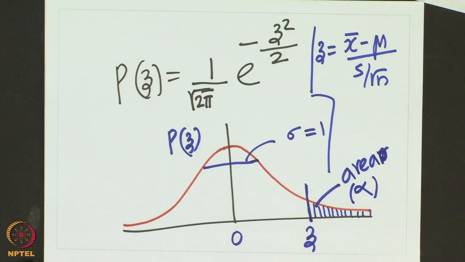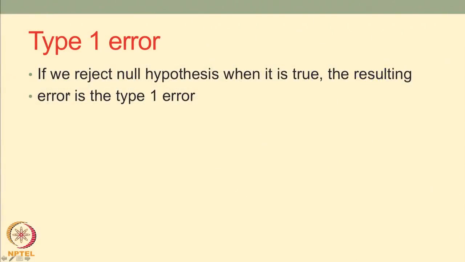So what is type 1 error? Let us look at here. If we reject the null hypothesis when it is true, the resulting error is the type 1 error. So let us take some numbers and explain this quickly.